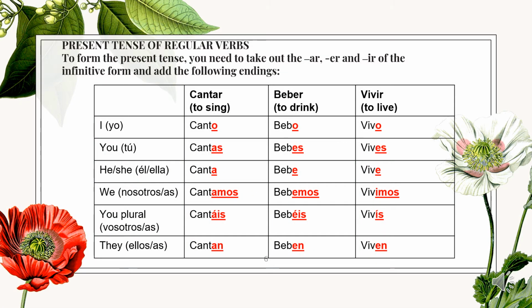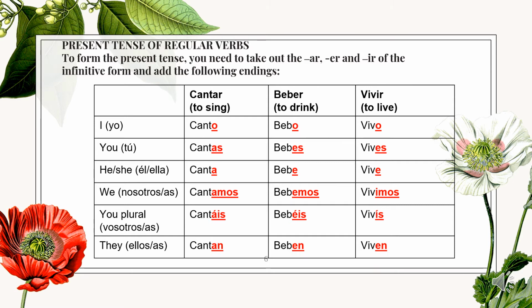Present tense of regular verbs. To form the present tense, you need to take out the AR, ER, and IR of the infinitive form and add the following endings. So for cantar, you would just get rid of the AR and you add the endings depending on who the person is. Remember that in Spanish, the ending tells us the person and when the action happened.